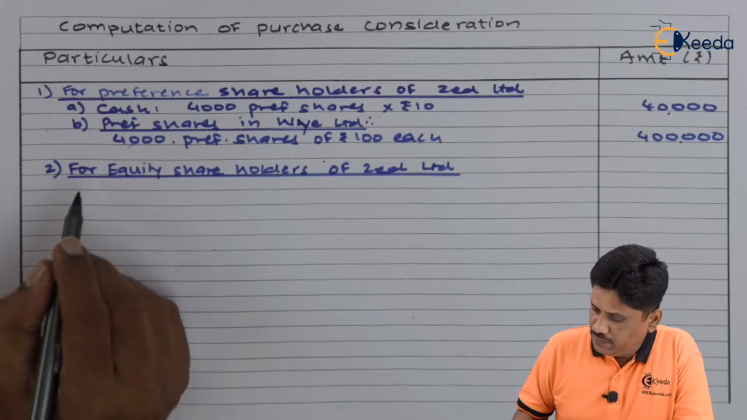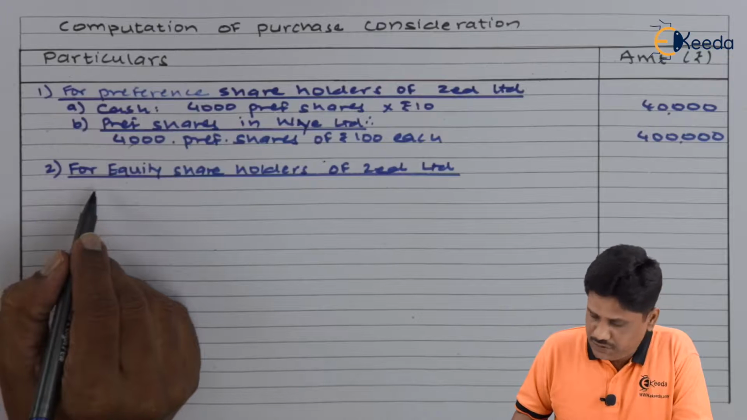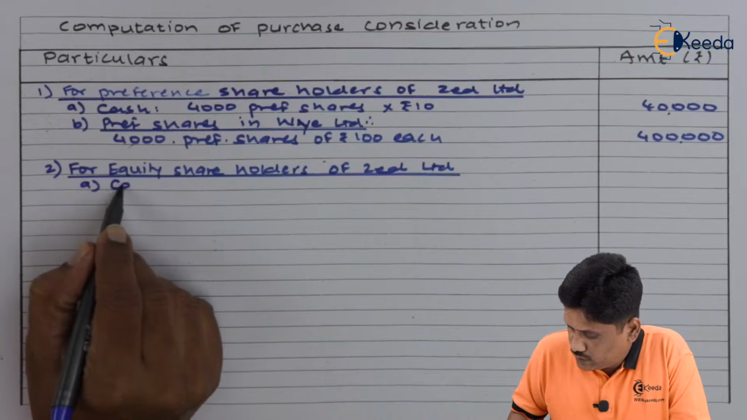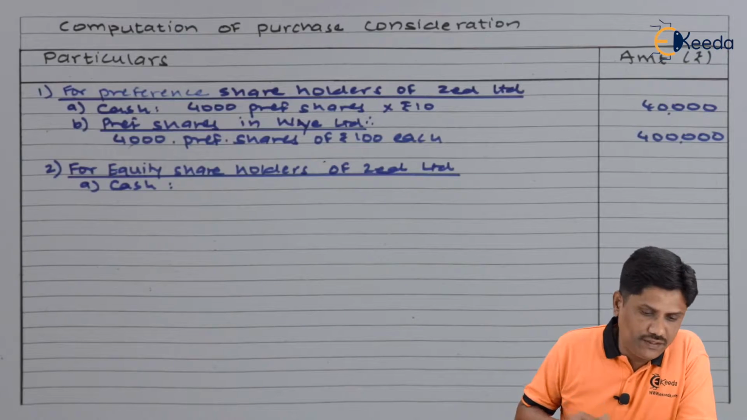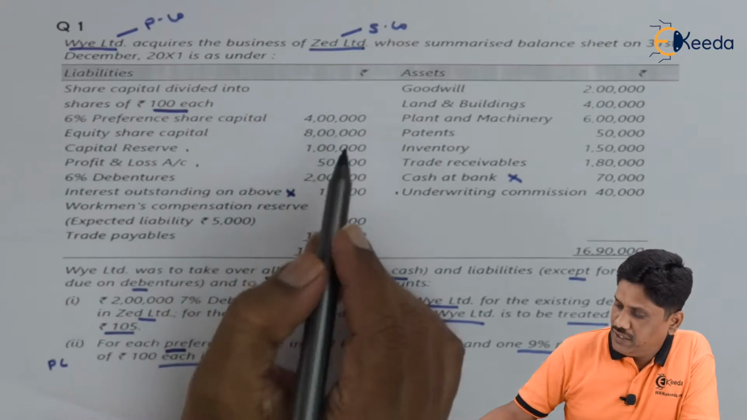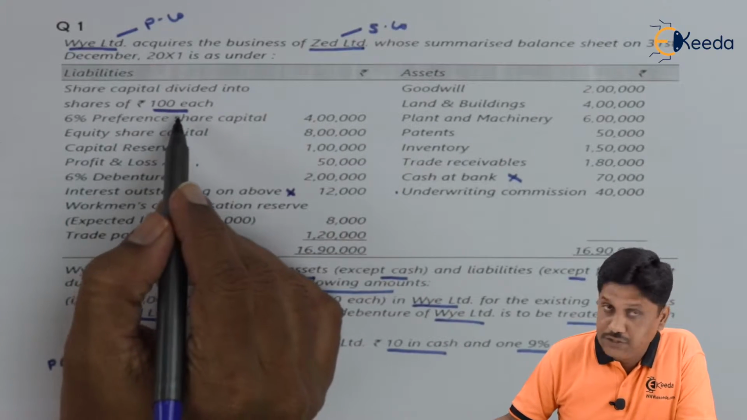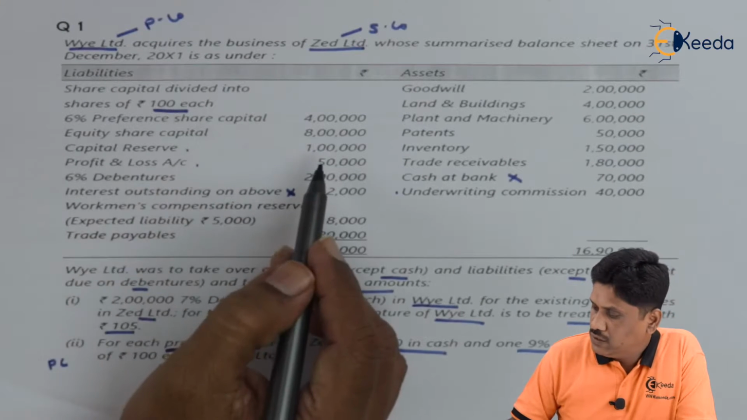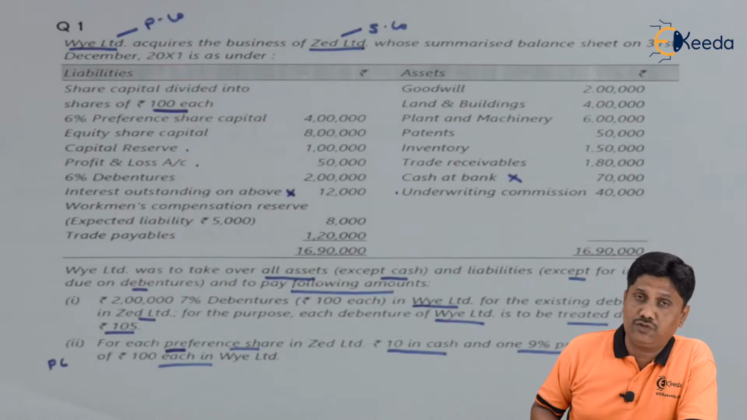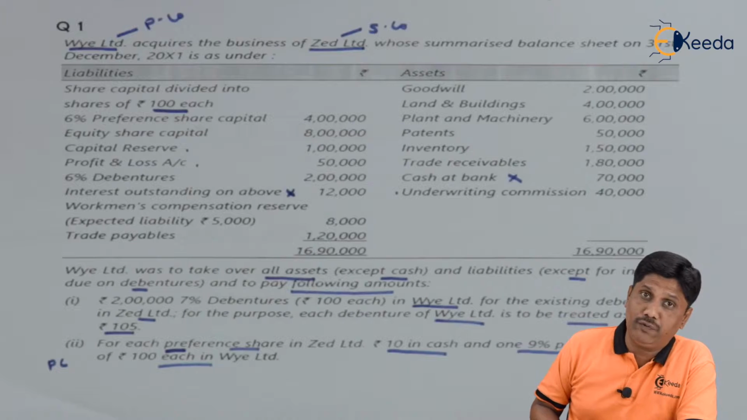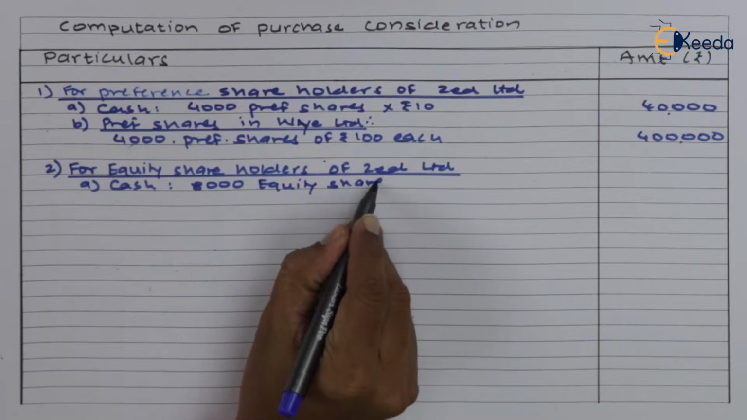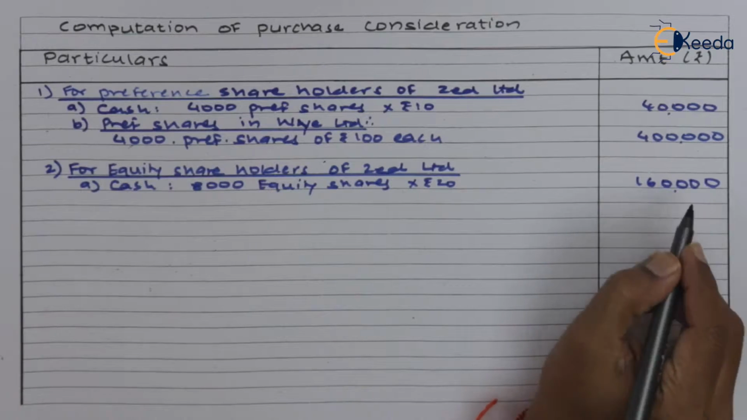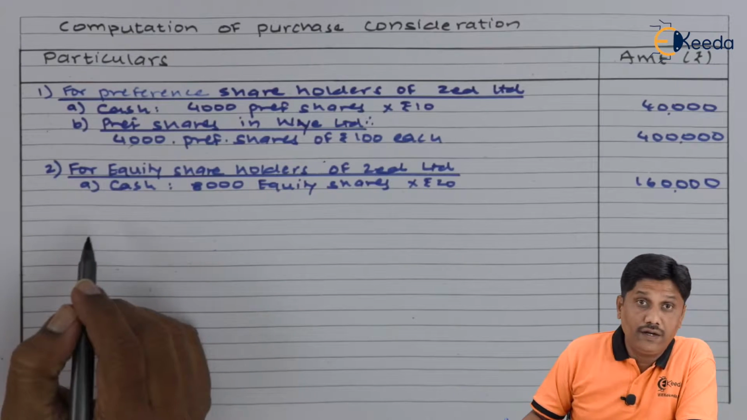For equity shareholder, they will get number 1 cash. For each share they will get rupees 20 in cash. Look at the balance sheet. Equity share capital is 8 lakhs. Per share amount is 100. So I can say there are 8,000 shares. So based on 8,000 shares at the rate of 20 you will get the cash, 1,60,000.